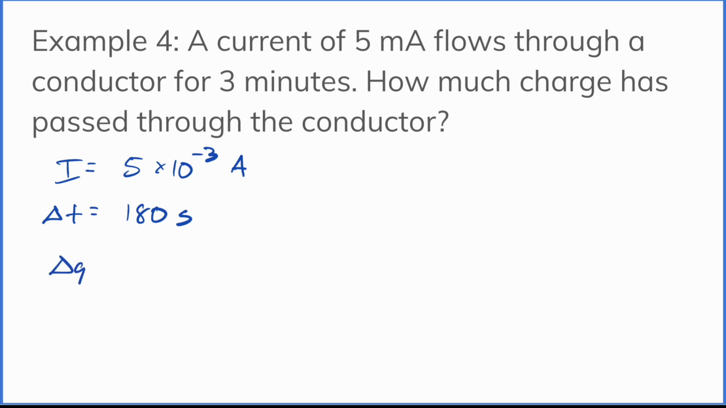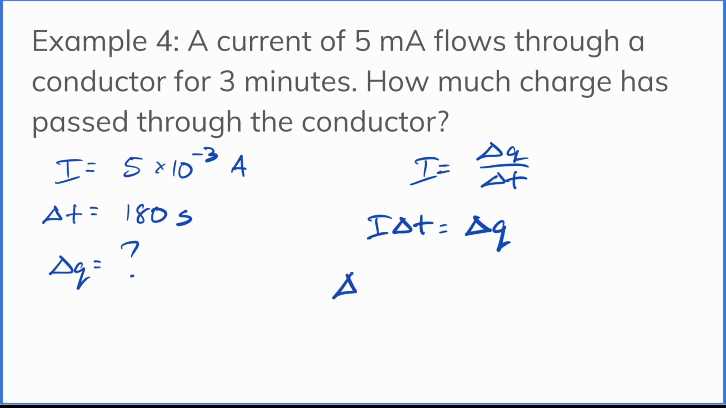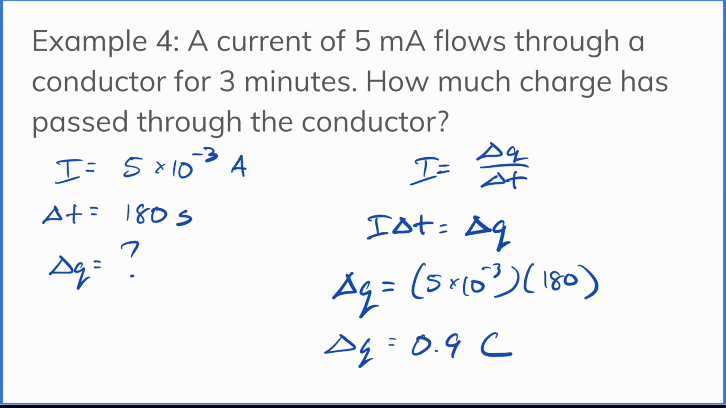And then the amount of charge passing through is what we're looking for. So the equation is I equals delta Q over delta T. So delta Q is equal to I delta T. The charge passing through is going to be 5 times 10 to the negative 3 times 180 seconds, which gives us 0.9 coulombs of charge.